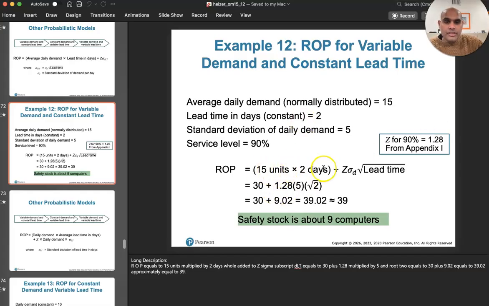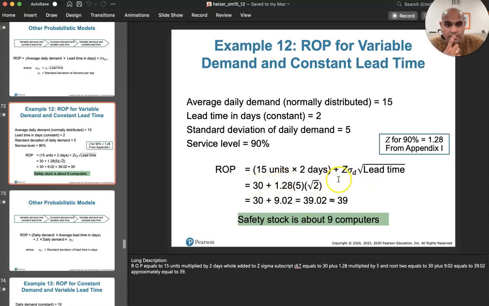So it's 15 times 2. When you're calculating the reorder point, first you calculate demand during lead time. So this is the average demand during lead time, which is average daily demand times the lead time. So 15 for the first day, 15 for the second day. So the average demand is 30. That's the first part.